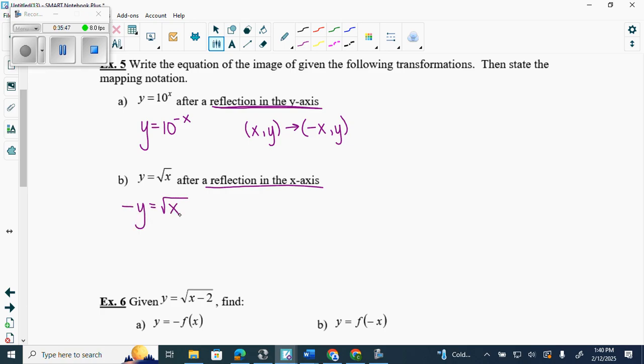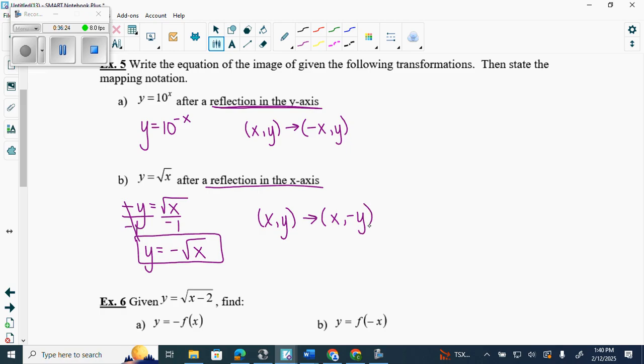Now, although this is correct, they often won't leave it as a negative y. They'll write it as a positive y. So what do we do? Divide both sides by -1. The negative does not go inside the radical. It stays in front. Because if it went inside the radical, it would be with the x, correct? And it can't be. And then once again, my y's are negative in mapping.